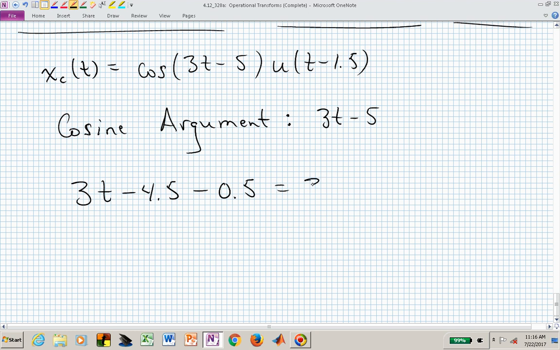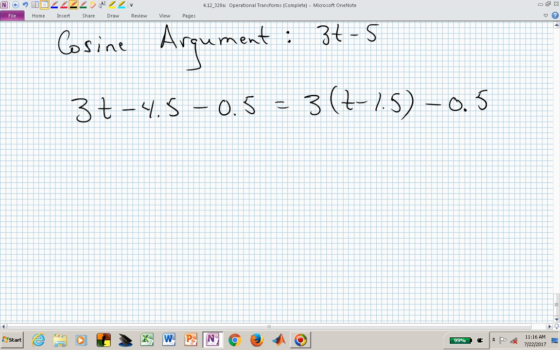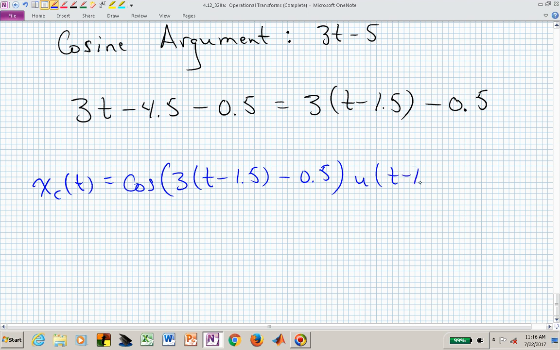Or this is now 3 times t minus 1.5. That accounts for the 3t minus 4.5, and now we have a minus 0.5. That's now in the argument of our cosine, so that x sub c of t is now the cosine of 3 times t minus 1.5 minus 0.5 u of t minus 1.5. Now what do we do?